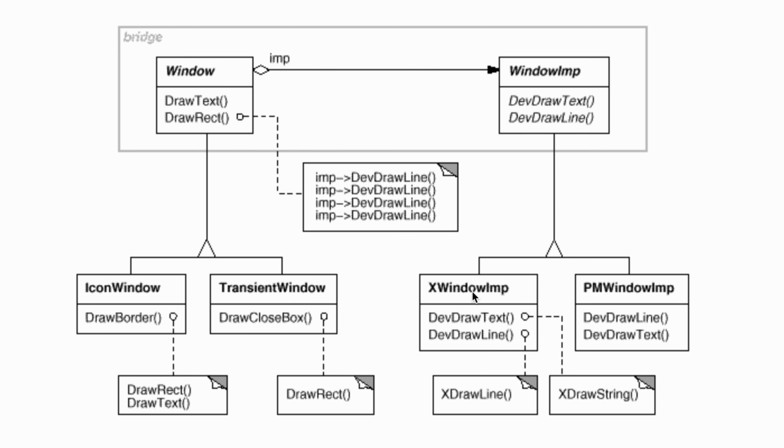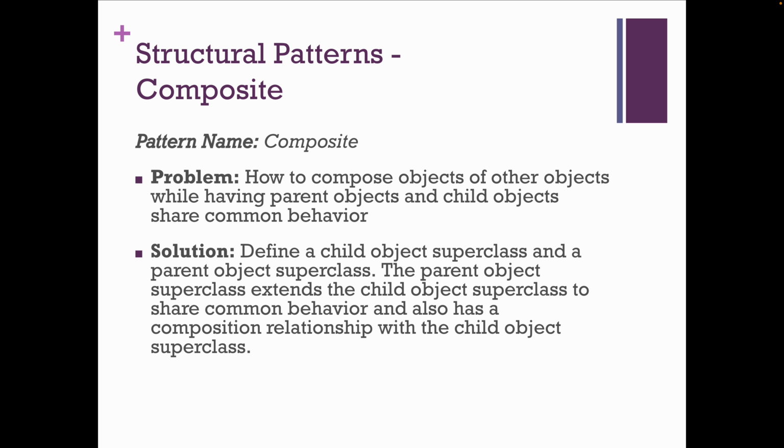And the parent is not only also a node, it has a composition relationship to node. It also owns nodes. So a parent has children, but it also is one of the children. It could be a child of another parent. So that's what the composite pattern is.